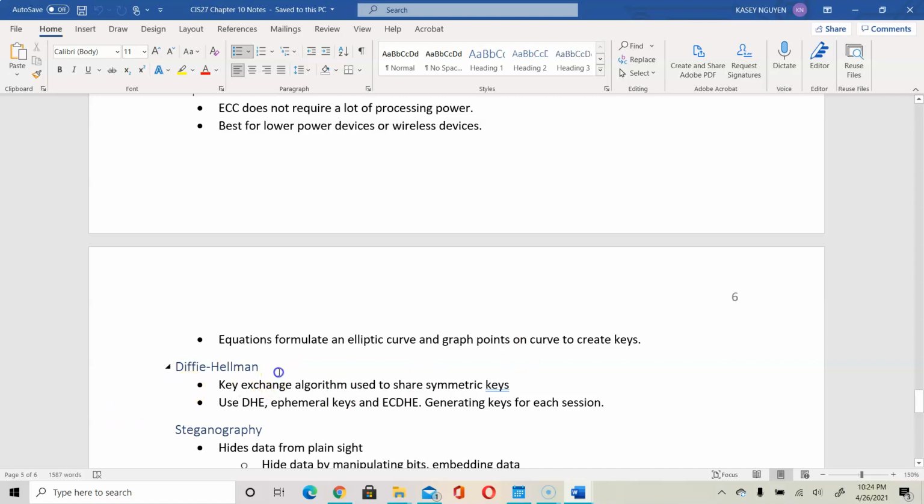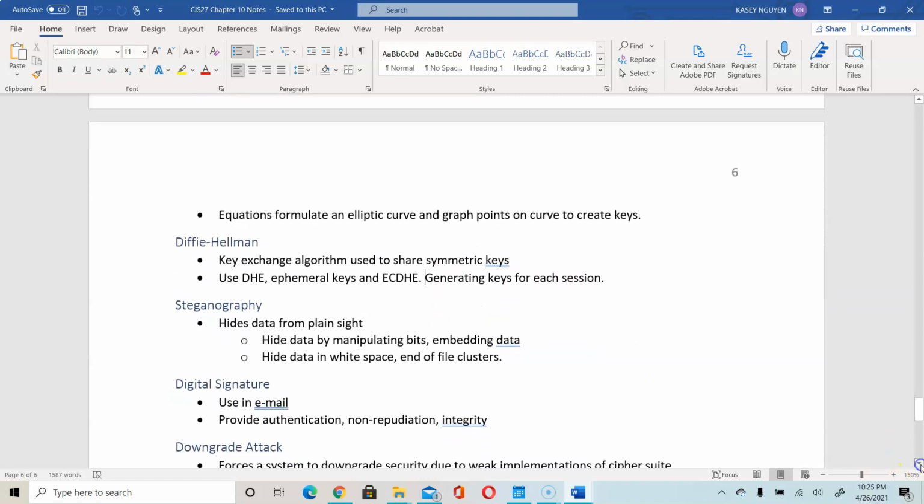And next we're going to talk about Diffie-Hellman. Diffie-Hellman is a key exchange algorithm used for a shared symmetric key. It uses DHA, and it uses both types of keys, as we mentioned earlier, to generate keys for each of the session.